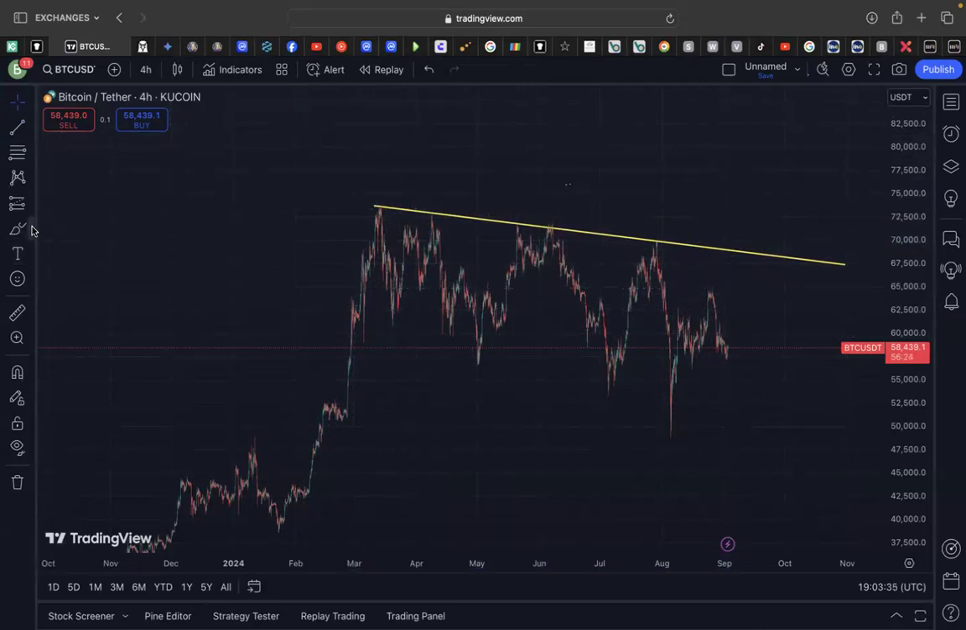Why are we calling it a resistance? It is very, very simple. The market has been playing around this area for a minute. We've been unable to break this area for a while. That is why we're calling it our resistance.